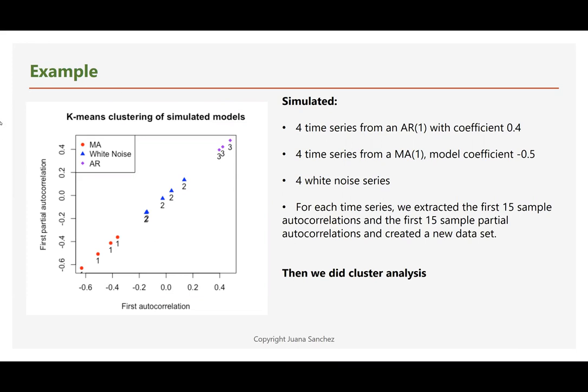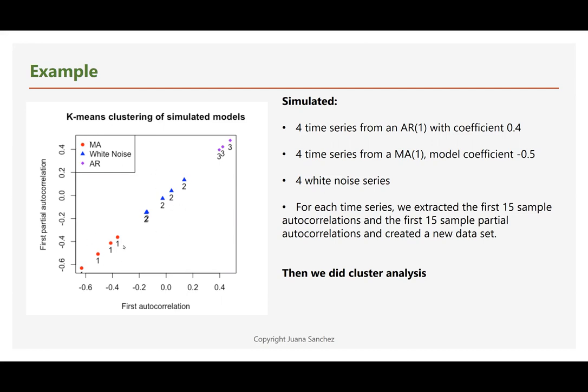We tried to simulate, to replicate what Maharaj and coauthors found. So I simulated 4 time series from an AR(1) with coefficient 0.4, 4 time series from an MA(1) with model coefficient negative 0.5, and 4 white noise series. For each time series, we extracted the first 15 sample autocorrelations and the first 15 sample partial autocorrelations, and then we created another data set, and then we did cluster analysis.